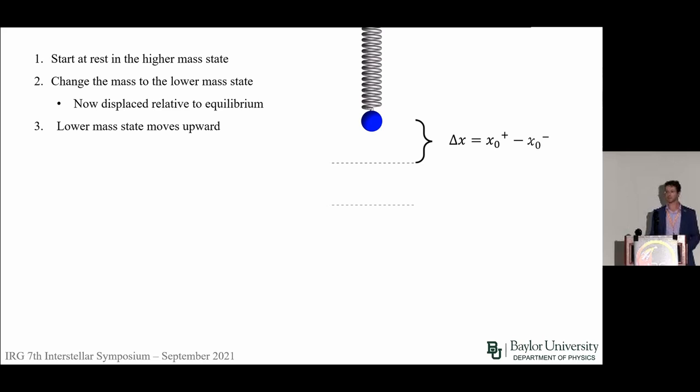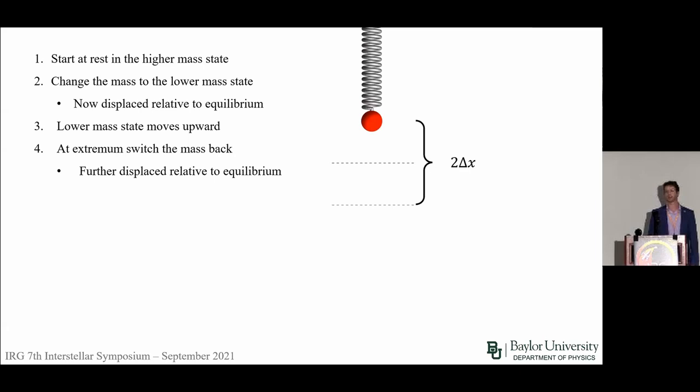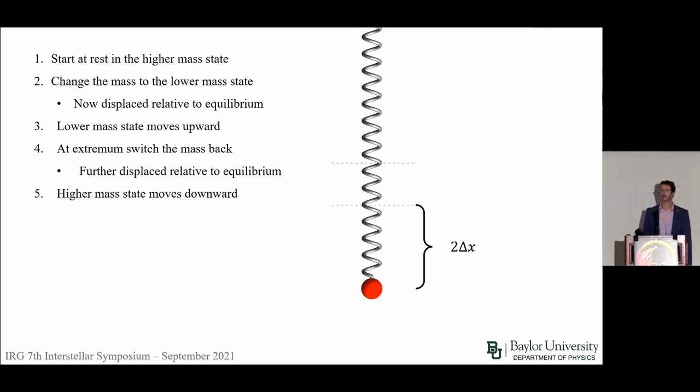At this point, we change the mass back to the higher mass state. We are again displaced relative to our equilibrium position, except this time we are displaced 2 delta X relative to the higher mass equilibrium position. The system will then move downward, again undergoing harmonic motion, to 2 delta X below that higher mass equilibrium position, where we have completed one full cycle of our system.